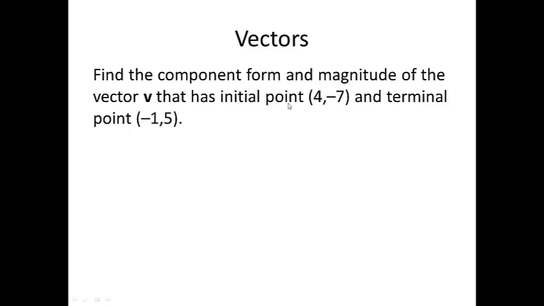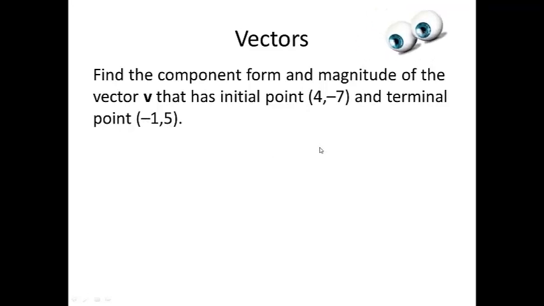Hey, try and do this one without watching me do it. Get the answer and then come back and look at it, okay? Find the component form and the magnitude of vector v that has an initial point of 4, negative 7, and then the terminal point of negative 1, 5. Okay, when you're ready, you can look at it.